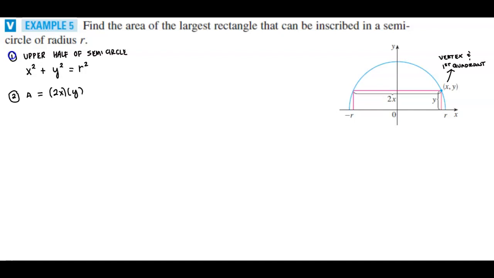Okay, and so now what we want to be able to do is use the x squared plus y squared equals r squared and solve for the variable of y so that we can then substitute that back into the area formula. So if we solve for y, we're going to get y squared, which is equal to r squared minus x squared, and therefore y is going to equal the square root of r squared minus x squared.